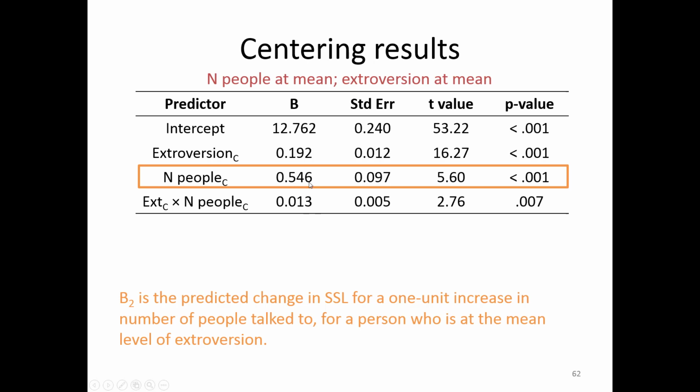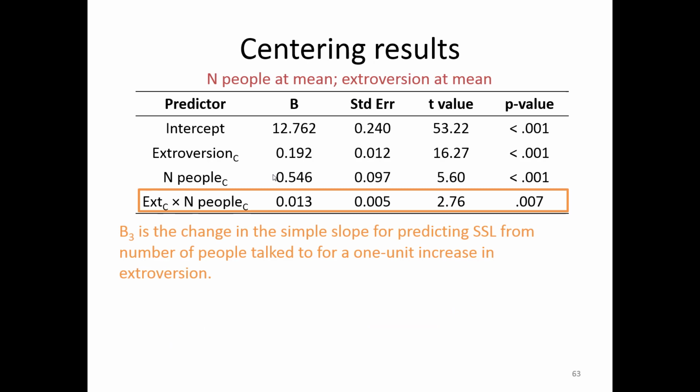Okay, so basically each person you talk to, it increases about half a point on that satisfaction with social life score if you're at the mean value of extroversion. So again, if you're not at the mean value of extroversion, maybe this slope is much different or much lower. So if you're more introverted, number of people talked to doesn't have as strong of an effect. If you're more extroverted, the number of people talked to has an even stronger effect on satisfaction with social life. Okay, and then B3 is the change in the simple slope for predicting satisfaction with social life from number of people talked to for a 1-unit increase in extroversion.